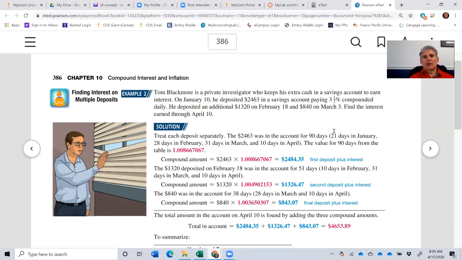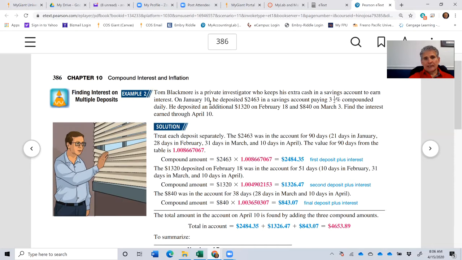So what you really have here are 3 deposits and 3 separate computations. Now, all of them are paying 3.5%, but all of them are for a different number of days. So the trick here is going to be figuring out how many days that amount of money stayed in the account. We have to figure out how many days there are between January 10th and April 10th. Go ahead and pause at any point. You can just try to figure it out and then we can work together. But I'll go ahead and keep going.